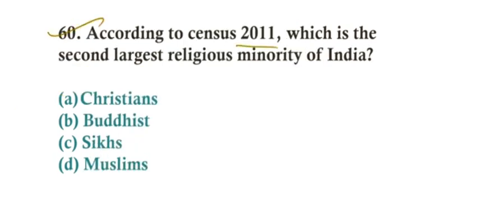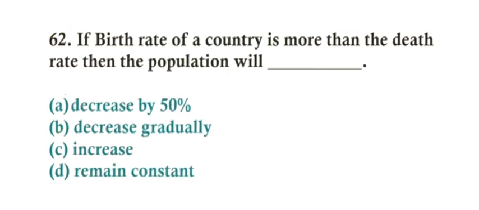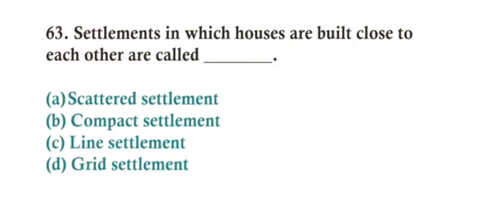60. According to the census 2011, which is the second largest religious minority of India? Option number A, Christians. 61. As per the census 2011, what is the total fertility rate in India? Option number B, 2.1 to 2.9. 62. If the birth rate of a country is more than the death rate, then the population will dash. Option number C, increase.